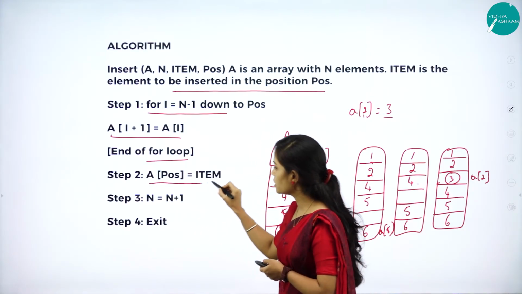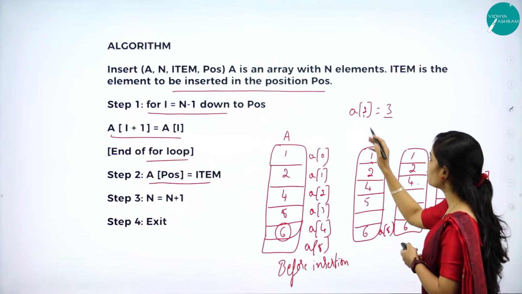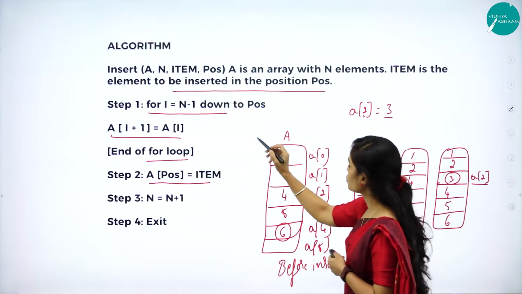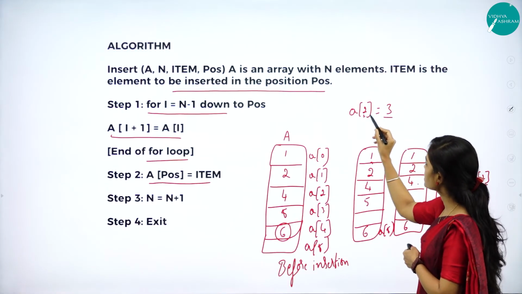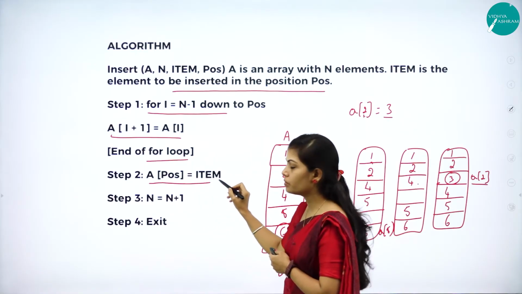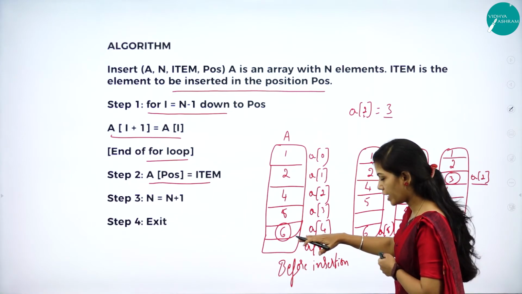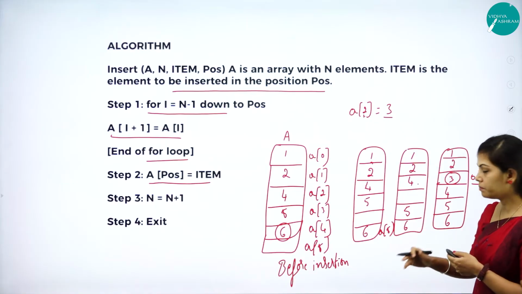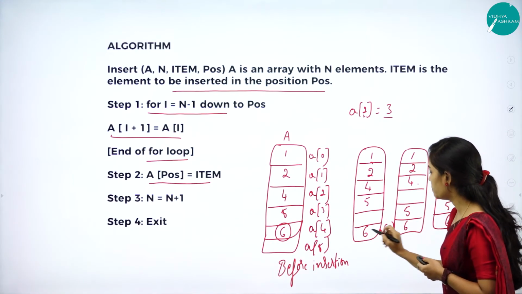So A of position is equal to item. What is your item? Item is equal to 3. In position 2, I have added 3. This is called POS. So A of POS is equal to item 3. This is your A of position is equal to item, and n is equal to n plus 1. Before, it was A of 4; one value is incremented. After adding the new item, one value will be incremented. That is called n is equal to n plus 1.